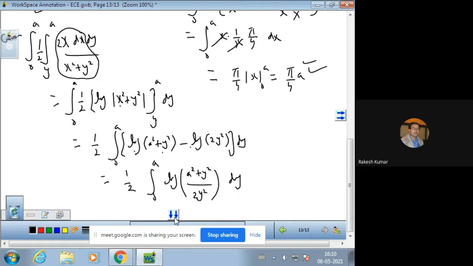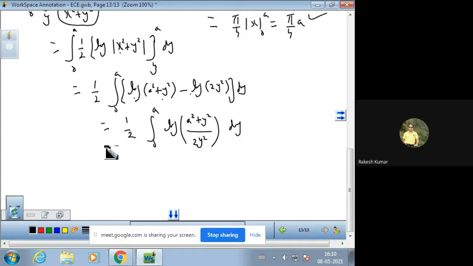And we stopped here. So how to do further? For integrating it, you take the logarithmic function as the first part and 1 as the second part.